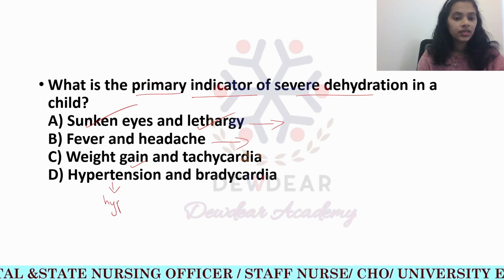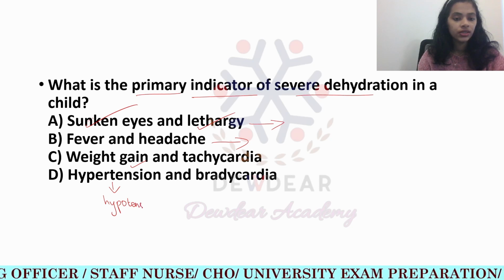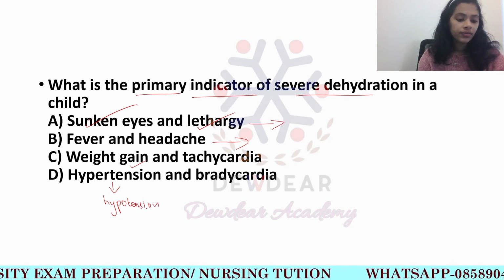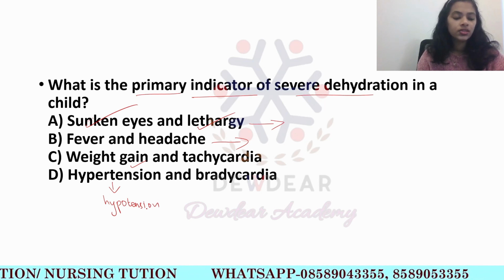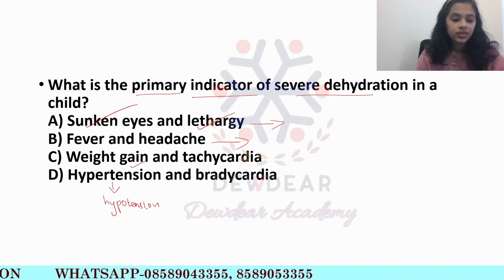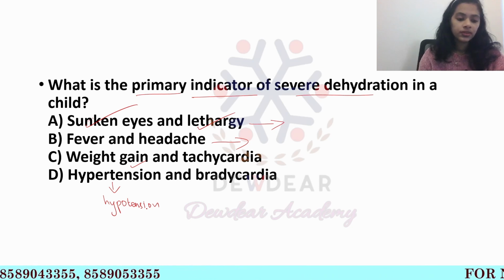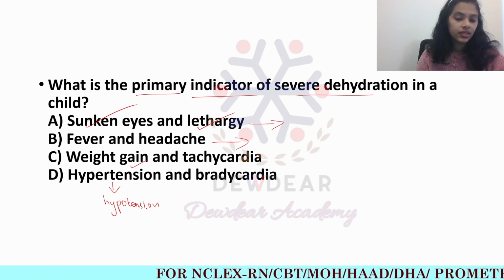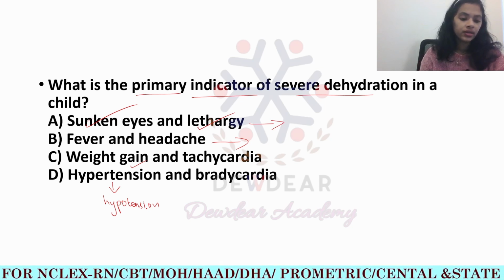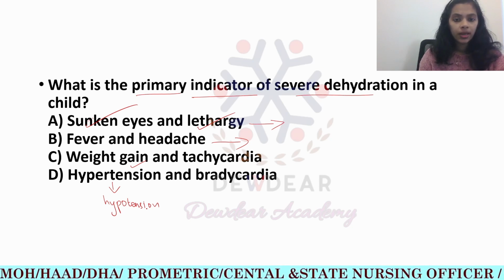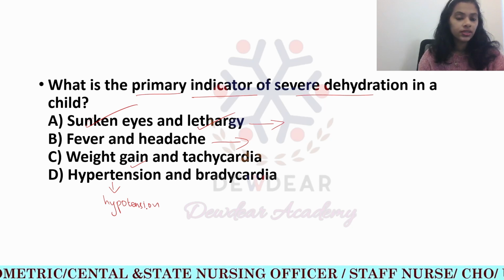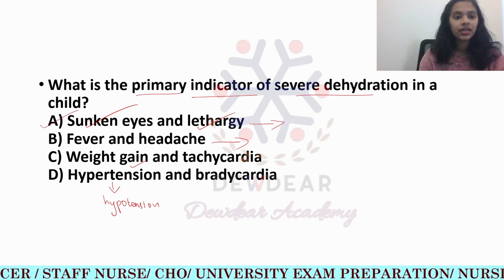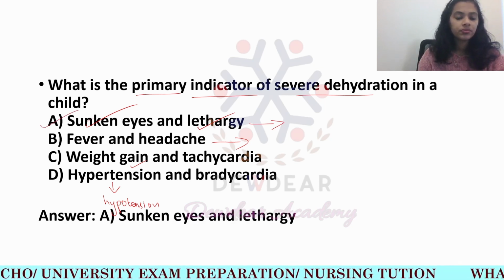Mainly what happens in case of severe dehydration is there can be hypotension. Bradycardia, meaning slow heart rate, is not associated with dehydration, because usually there is tachycardia, which occurs to compensate for the loss of fluid, not bradycardia. So among all these options, the main signs considered the primary indicator of severe dehydration in a child are in option A, the correct answer: sunken eyes and lethargy.